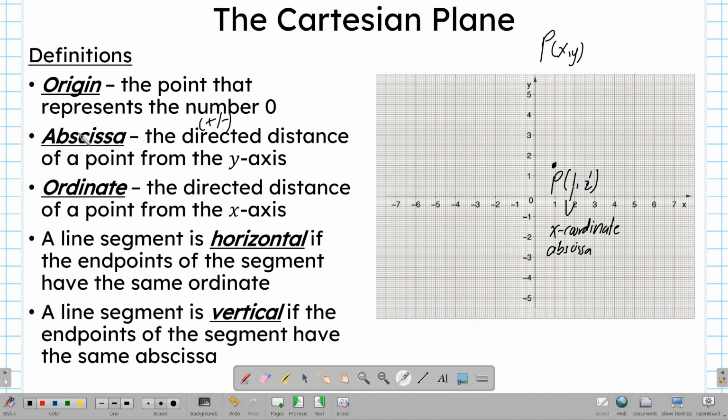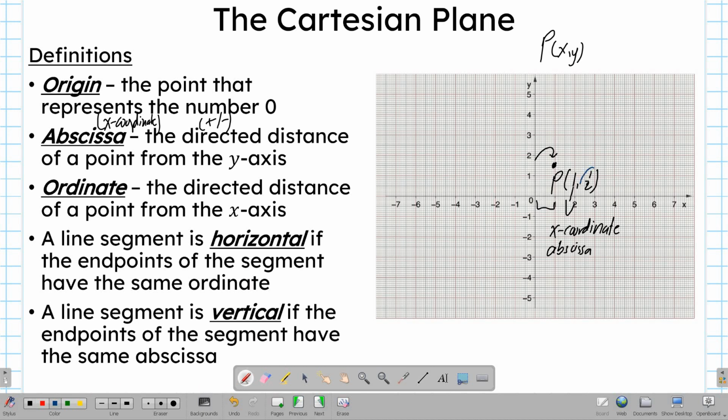Ulitin ko yung abscissa na x-coordinate. This is the x-coordinate. It is the distance from the y-axis. Madami nagkakamali dyan. So as we can see, from the y-axis to this point, that's just 1 unit. Kaya siya, distance from the y-axis. And it's positive. Positive 1, so it's the positive distance from the y-axis. Yan yung x-coordinate or abscissa.